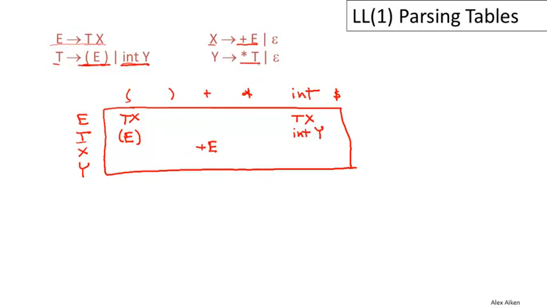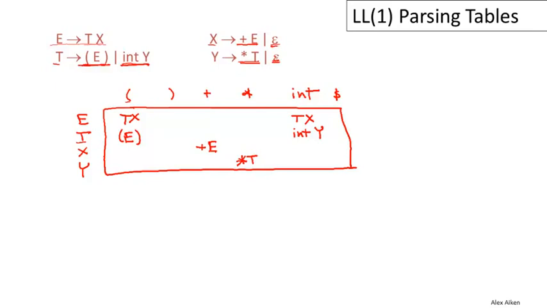And similarly for Y, the first production involving Y: when Y is the non-terminal we're trying to expand, and there's a times in the input, we would use the production Y goes to times T. Okay, and now we just have the two epsilon productions left, and these are the only productions that can go to epsilon. So when would we use X goes to epsilon or Y goes to epsilon?